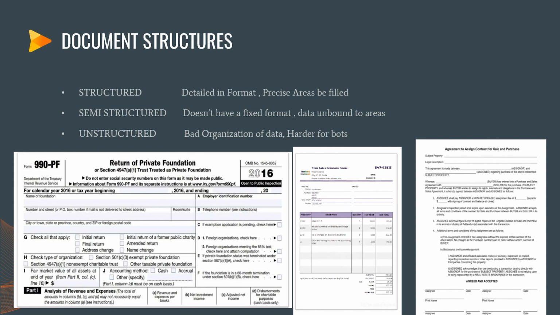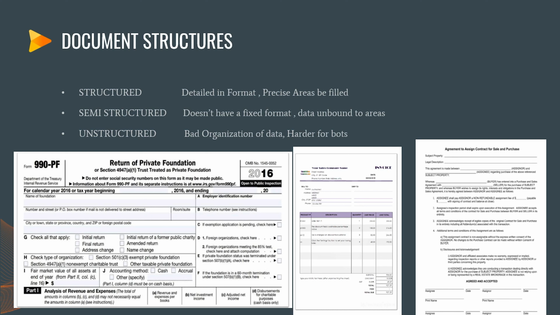Next, the document structures. Based on the complexity of the document, there are three kinds of structures: structured, semi structured, and unstructured. Firstly, structured. The documents which are in a detailed format and filling the data also will have precise areas. These come in a fixed form and are generally called forms. Like, for example, you can see here the return of the general format. Here the data will be filled within this box and it will not exceed. So these kinds of documents are called structured ones.